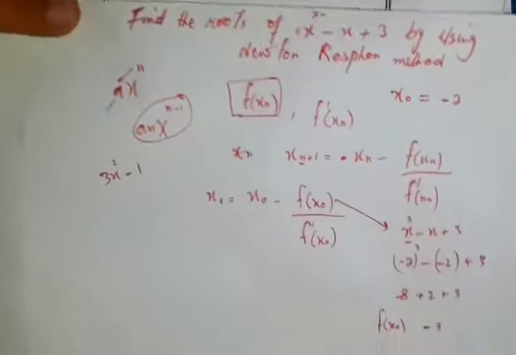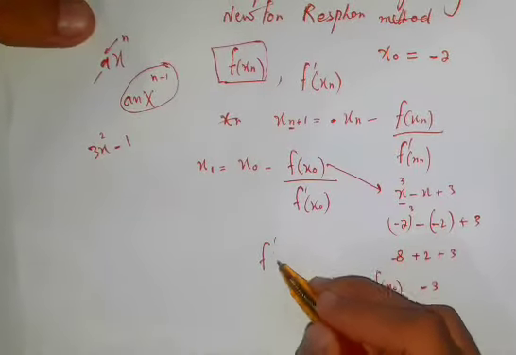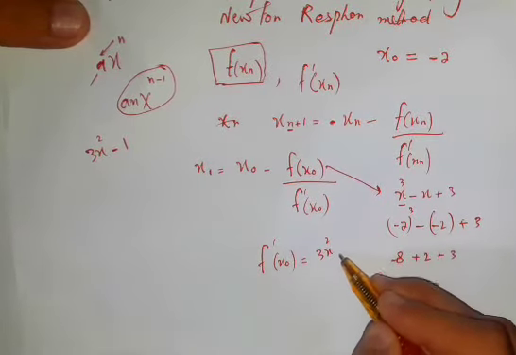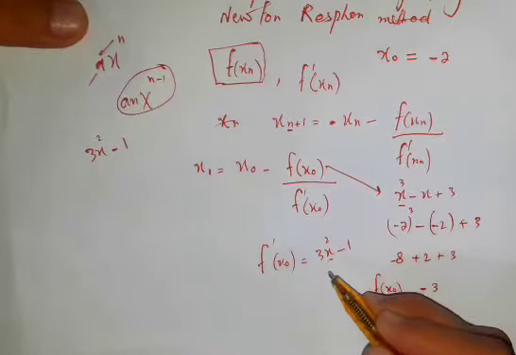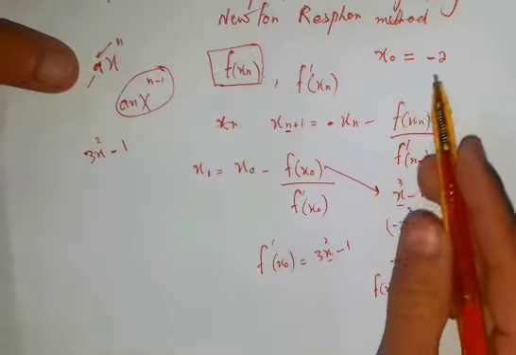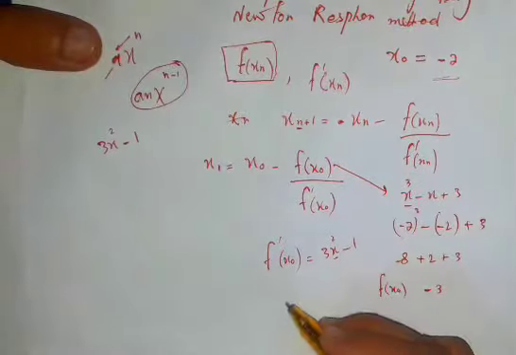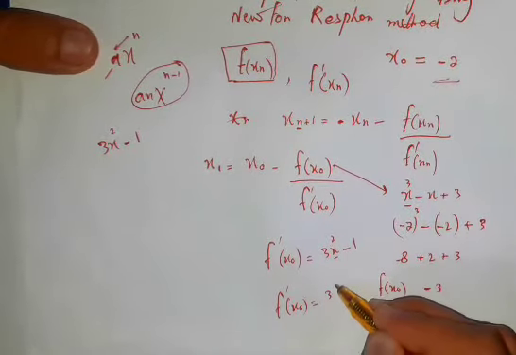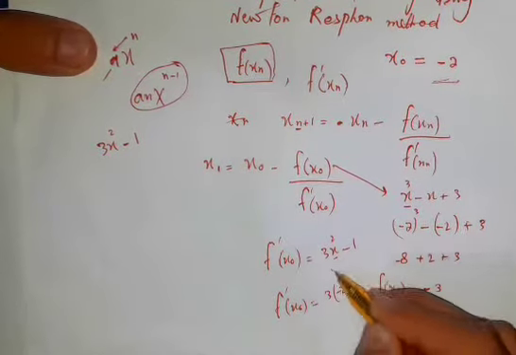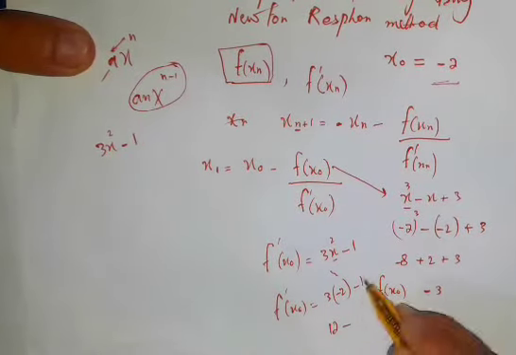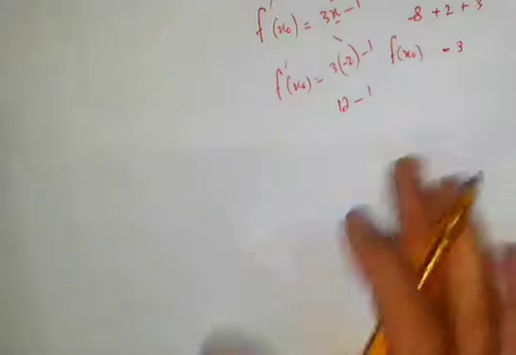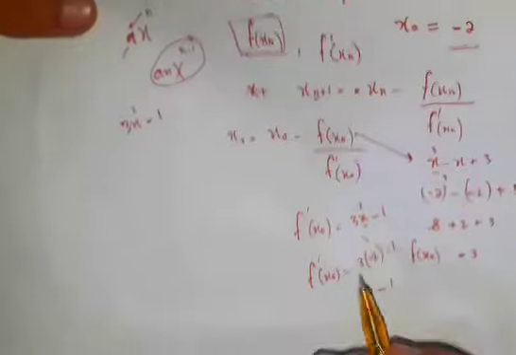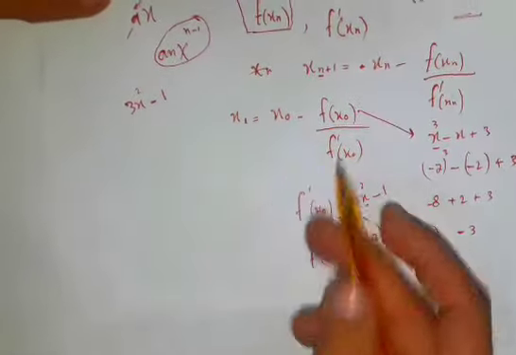So in simple words, f derivative of x naught is equal to 3x squared minus 1. We can put the value of x here, which is x naught equal to minus 2. So this is 3 times minus 2 squared minus 1. So this will be 12 minus 1, which is 11. So far we have found all the required things that we needed, and we can simply put this into the formula.